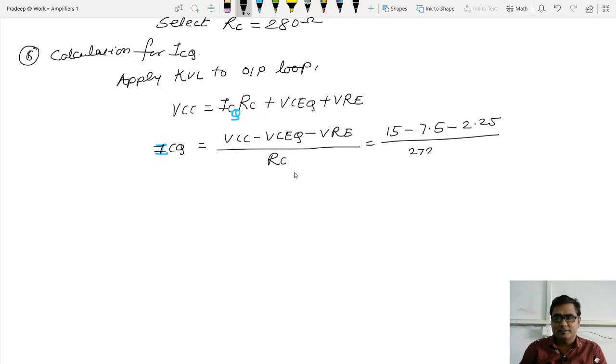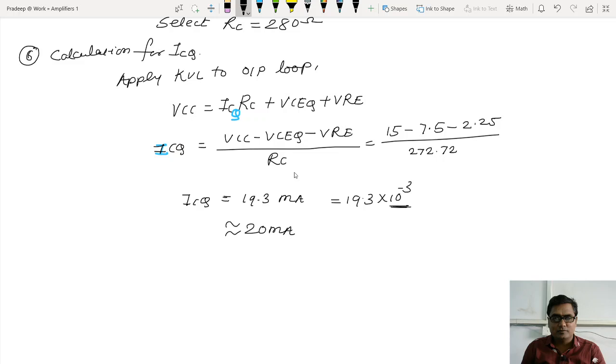RC is 272.72. Calculate ICQ with the calculator. What I'm getting on my calculator is 19.3 into 10 raised to minus 3, so around 19.3 milliamperes. We can say approximately 20 milliampere is the value of ICQ. Yes, this thing is done.